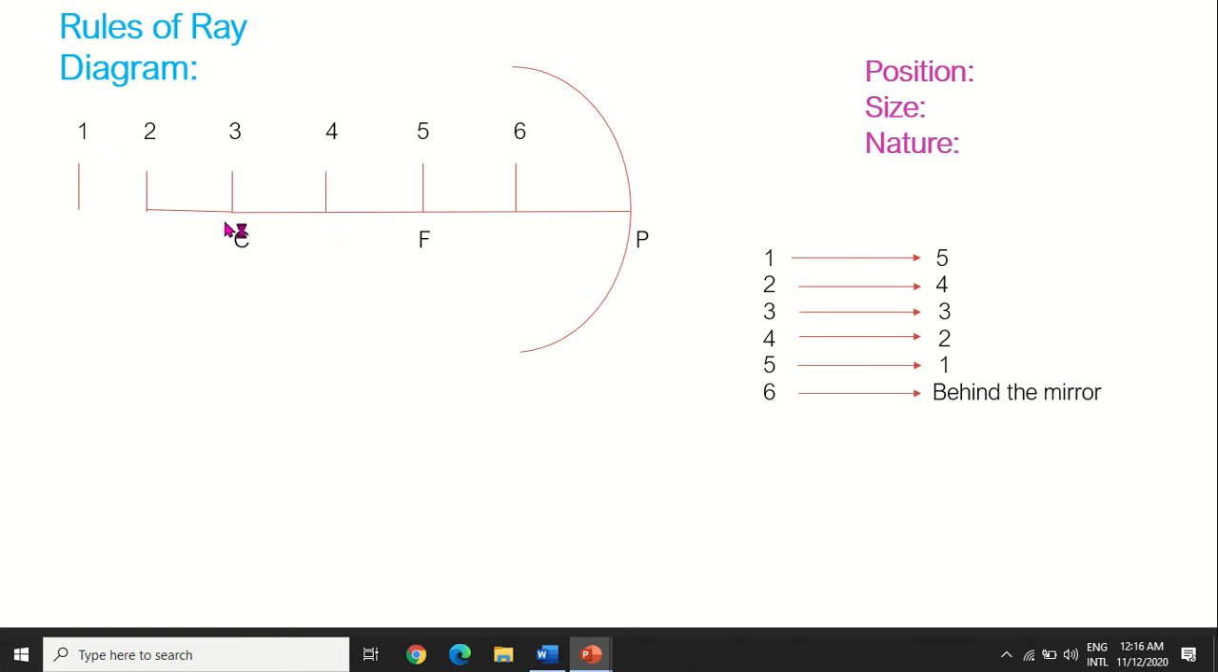Look, here I will determine the position, size and nature of the image when the object is placed at this position. Okay, number 1 position is what? That is when the object is at infinity. Number 2, when the object is in between the center of curvature and infinity.